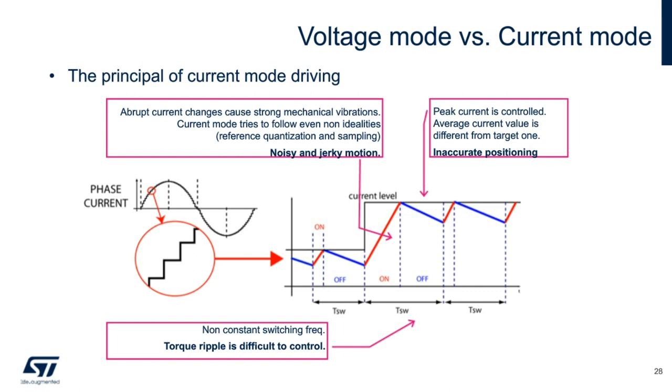We can make a few observations: abrupt current change and change in the switching period. Those factors lead to more jerky and noisy motion compared to voltage mode driving. Also, the peak current control technique brings into the system a systematic error due to the difference between the peak current and the average current during steady state conditions. This error leads to an inaccurate position.